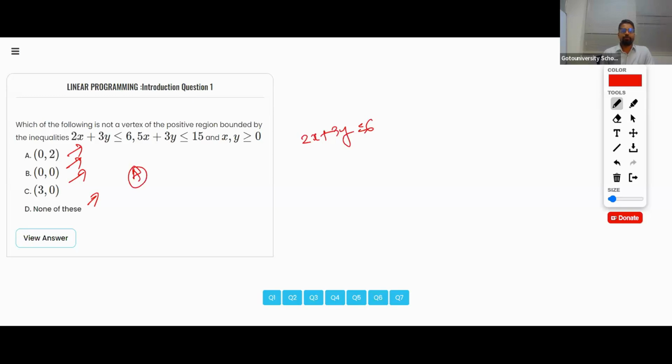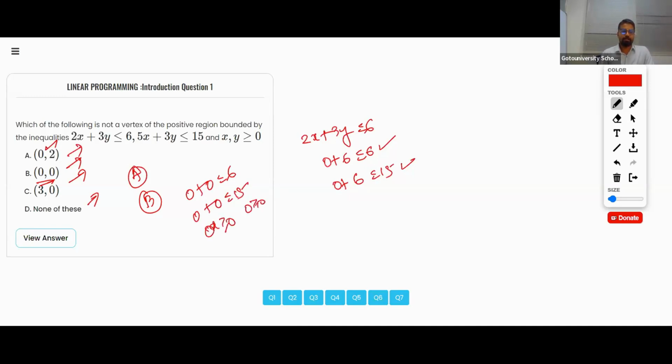If x is equal to 0, y is equal to 2, what will happen is 0 plus 6 less than or equal to 6. The next one is 0 plus 3 2s are 6, which is less than or equal to 15. Yes. And x is greater than or equal to 0. Yes, that is satisfied for A. B also satisfies: if you put 0 plus 0, that is less than or equal to 6; 0 plus 0 is less than or equal to 15; x is 0, greater than or equal to 0 for both cases. That is also satisfied. The question is which of the following does not satisfy, right? Not a vertex. What about 3 comma 0?